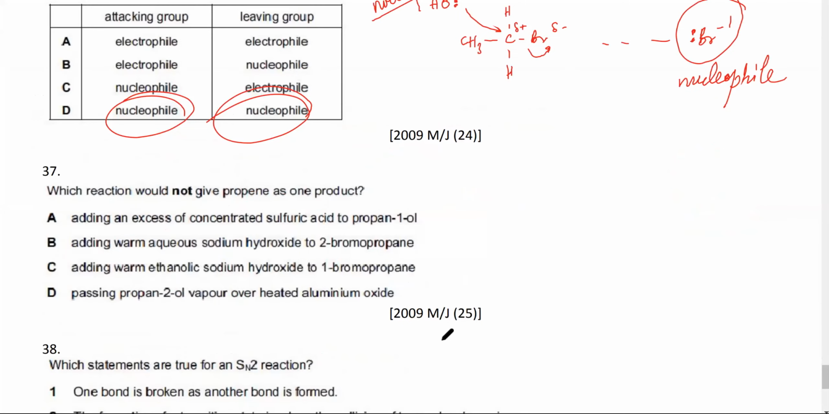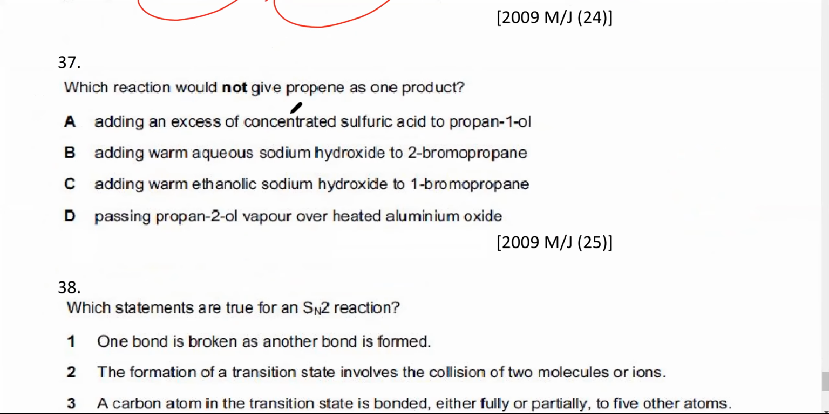The next question is: which reaction would not give propene as one of the products, adding in excess of concentrated... This one will not give propene. Aqueous NaOH would substitute. Ethanolic NaOH is what causes elimination. So that would give propene.